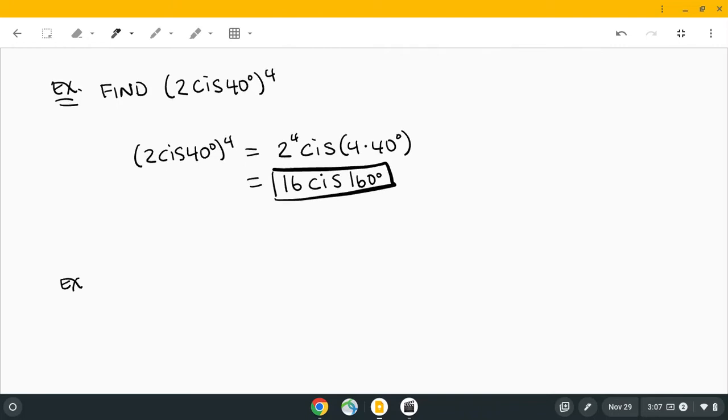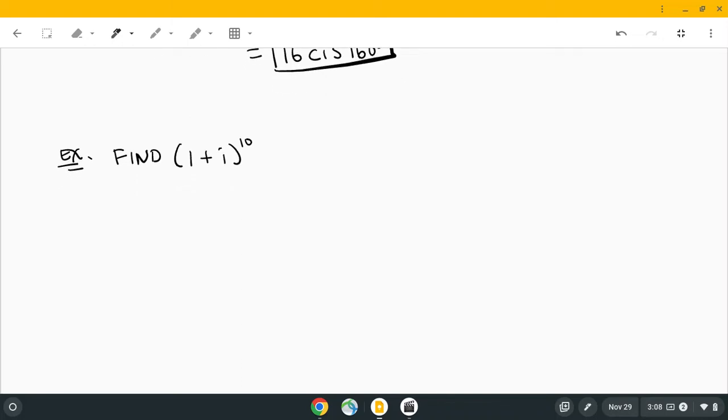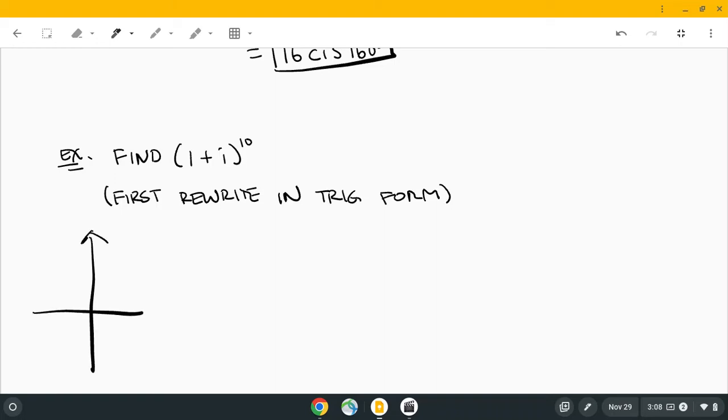Okay, suppose you need to find 1 plus i to the 10th power. That would be absolutely no fun to do in standard form. So what you want to do first is rewrite it in trig form. All right, so let's go ahead and graph this. So that's 1, 1.